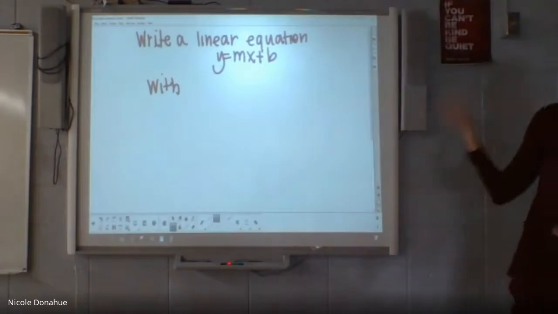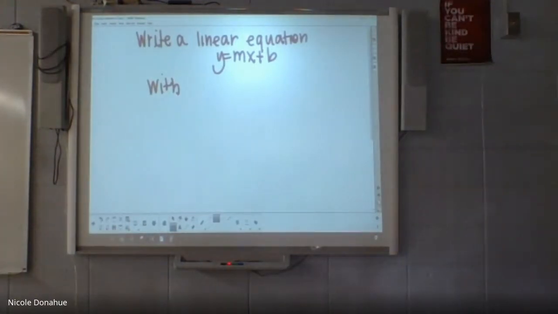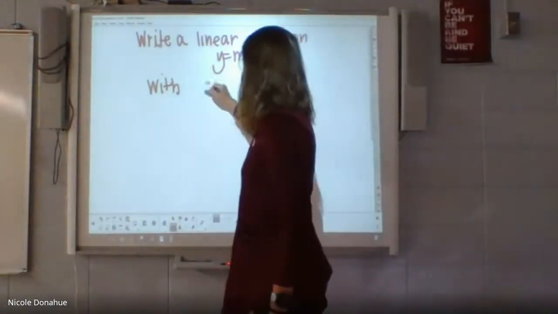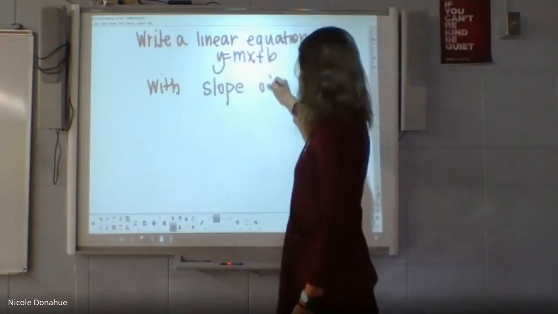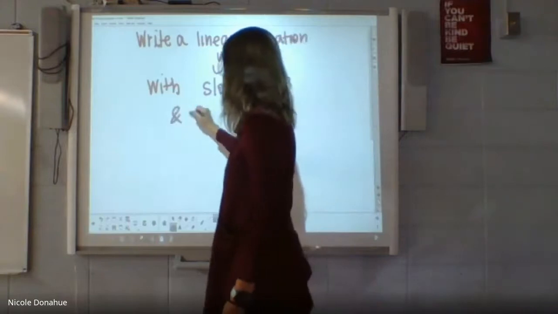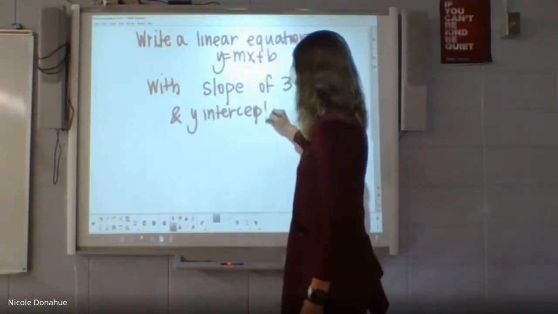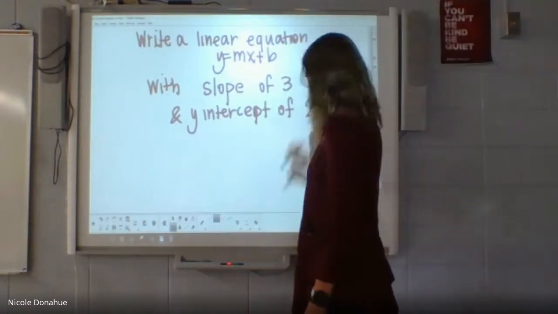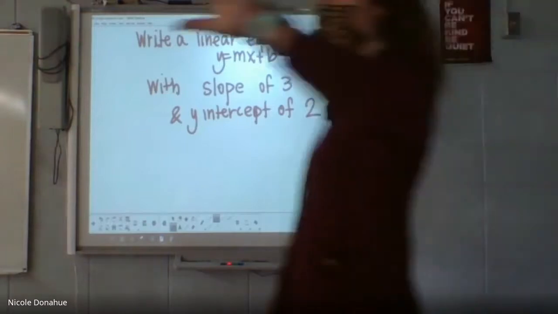So we're going to talk about writing a linear equation. I'm going to give you different information. I'll start first where I give you the slope and the y-intercept. So hopefully this is easy-ish. All right, start easy. Write a linear equation with slope of 3 and y-intercept of 2. There shouldn't be much math to do.